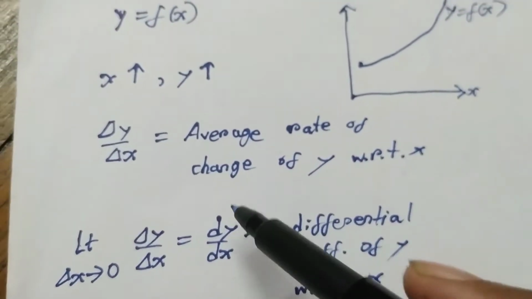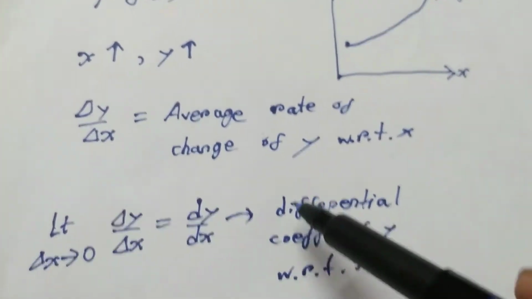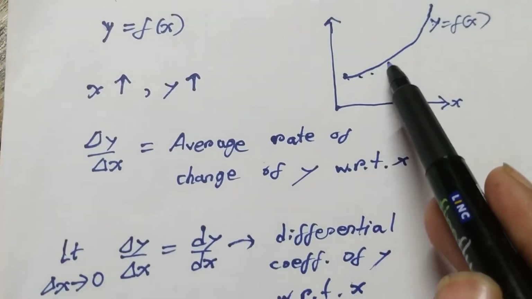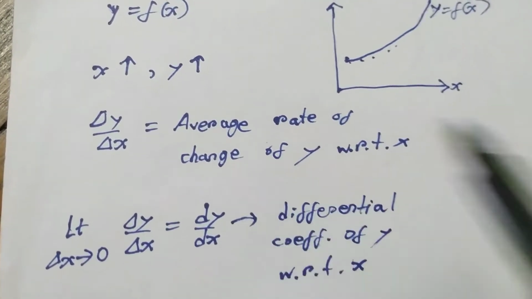Okay, now this gives the instantaneous rate of change of the function y with respect to the variable x. Now what does that mean? That at every instant the change in y with respect to x is given by dy by dx.